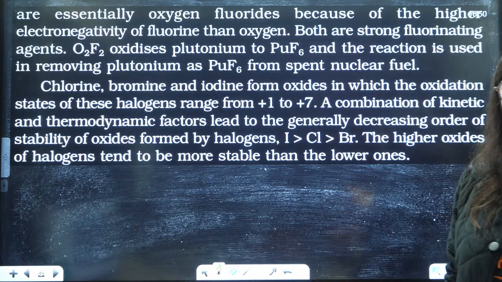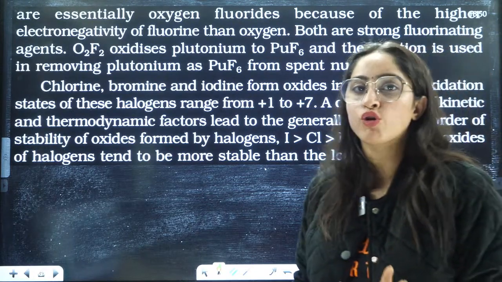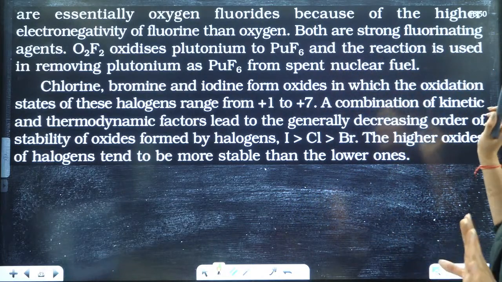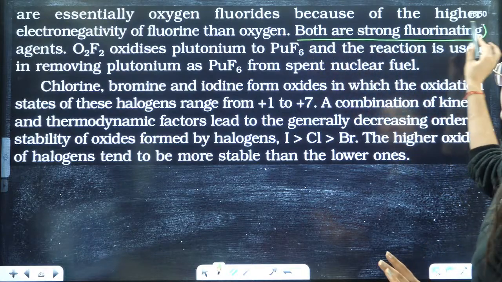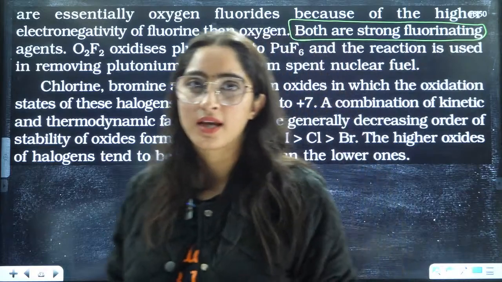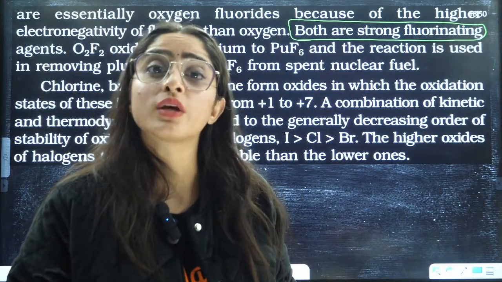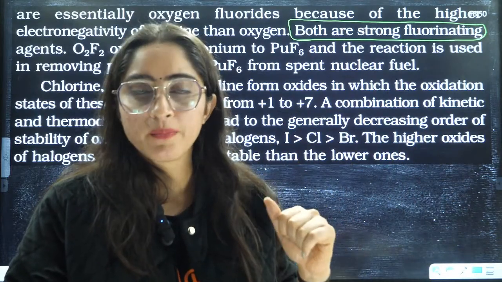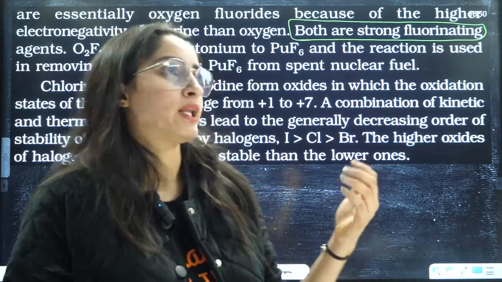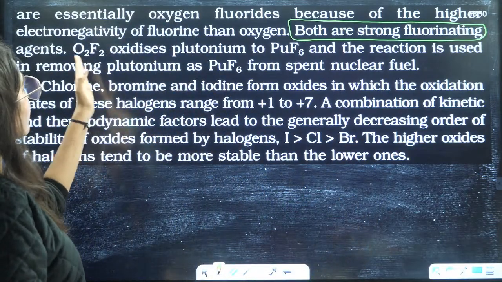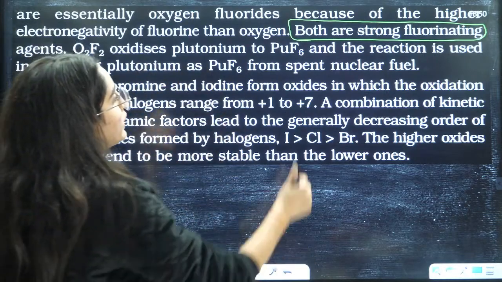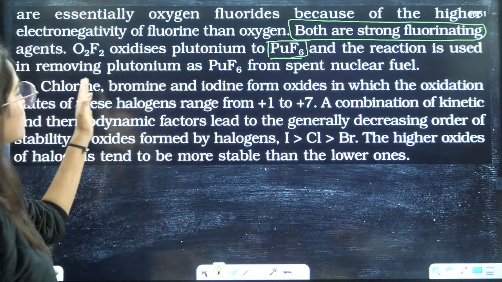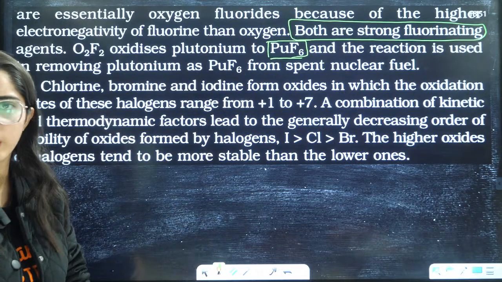Oxygen fluorides, right? Oxygen is just an element that is linked to the fluorides. Fluorine is the main halogen here. Both are strong fluorinating agents. Now this is very important. What is fluorinating? What was an oxidizing agent? That was giving oxygen. What was a reducing agent? That was giving hydrogen, right? Or taking out oxygen. What is fluorinating? Which is giving fluorine, right? So they produce fluorine. O2F2 oxidizes plutonium to PuF6. The reaction is used in removing plutonium as PuF6 from spent nuclear fuel, right?